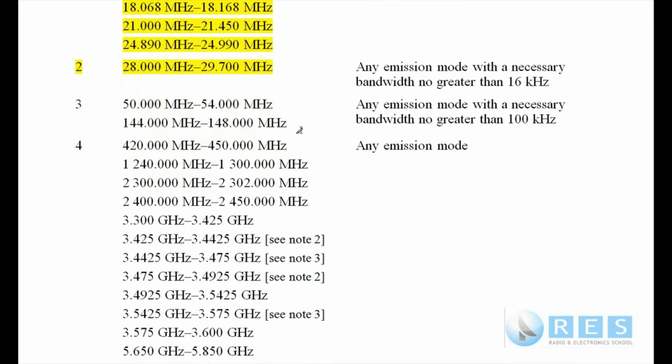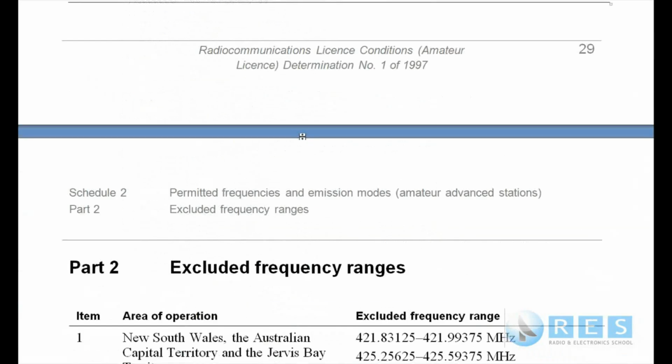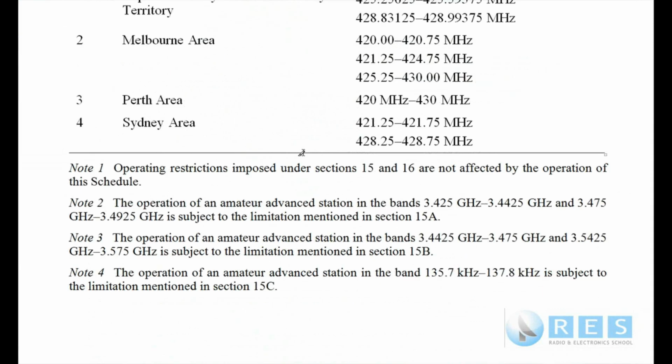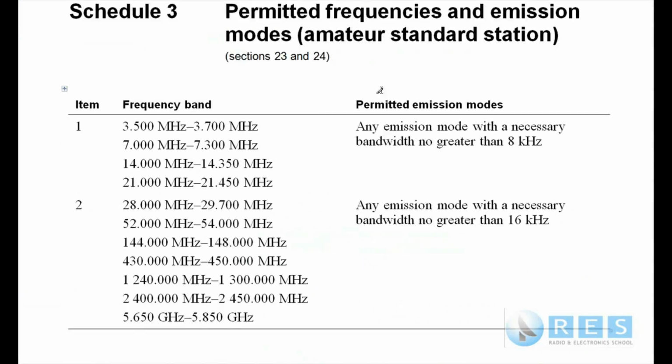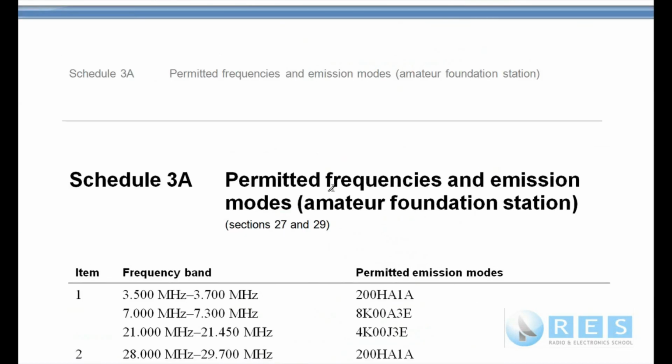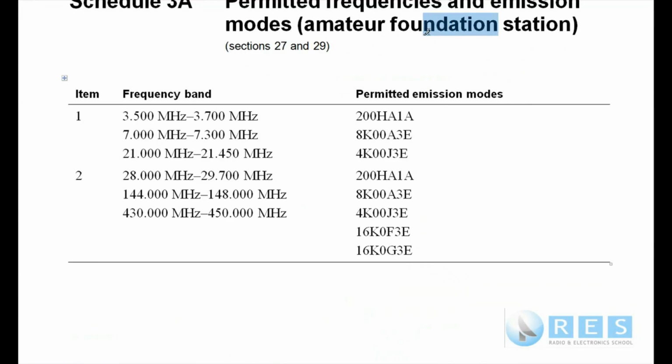Now, if you're doing standard, the next schedule down is Schedule 3, and they are the permitted bands for the standard station. And all you have to do is read out 4 of these bands, and the assessor will be very happy. And Schedule 3A, just down a bit further, is the foundation. So if you're doing a foundation practical, the assessor will get you to read out 4 of those bands. As easy as that.